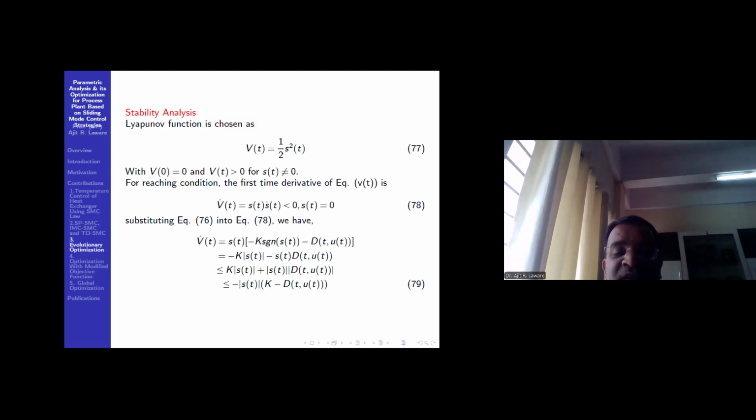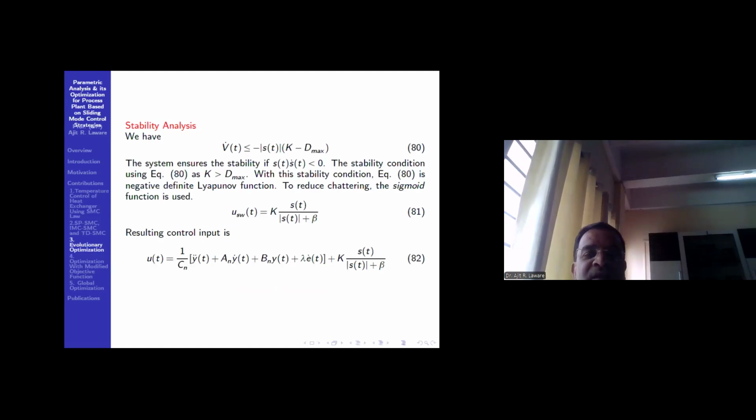S of t will get cancelled, and I am getting this S of t multiplied by that dt u of t term. So that is less than or equal to minus mod of S of t into k minus dt u of t. But the maximum value of dt u of t is d max. So k minus that d max is the sliding condition, means this implies k must be greater than d max, that is, the switching gain must be greater than the maximum disturbance d max. This one, k should be greater than d max, and this is called the stability condition.